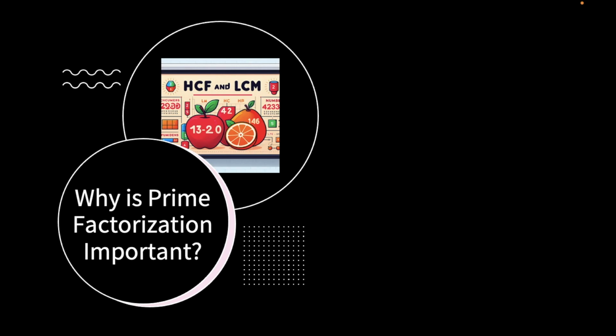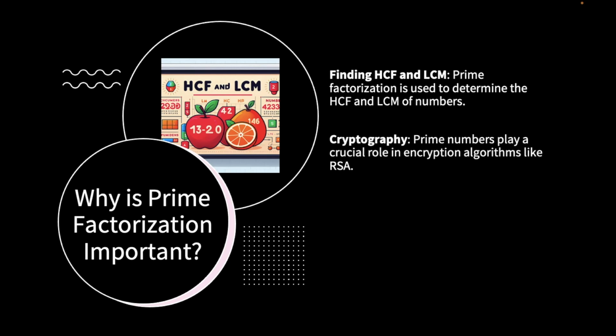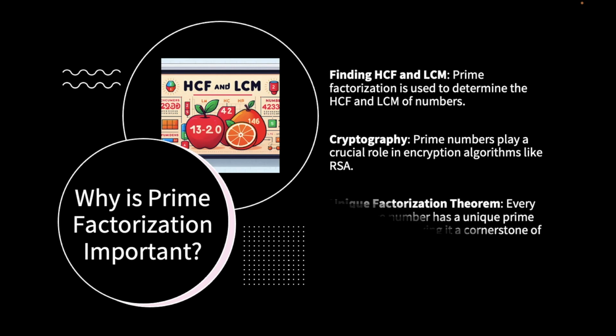Prime factorization is incredibly important for several reasons. It's used to find the HCF and LCM of numbers. It also has applications in cryptography, where large prime numbers are used to encrypt data securely. Another key concept is the unique factorization theorem, which states that every composite number can be written as a unique product of prime factors. Prime numbers play a crucial role in many areas of mathematics and technology.